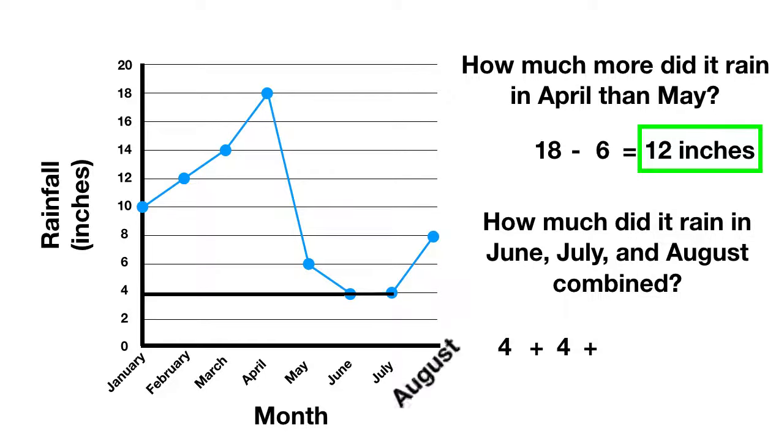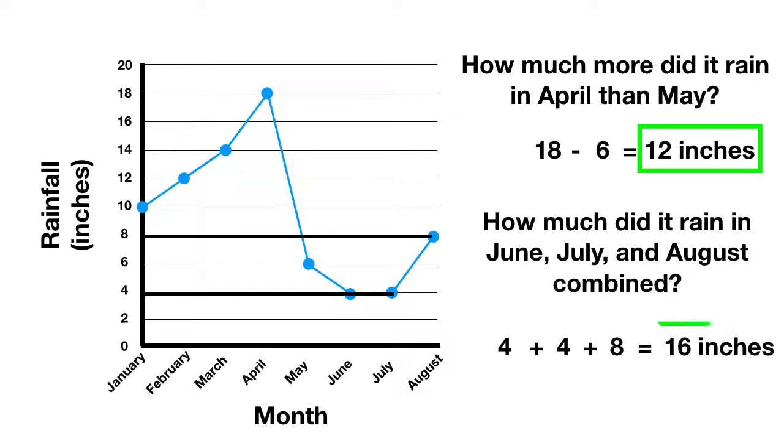Finally, we could add in August. How many inches did it rain in August? Well, August's rain is right here. On the graph, it's at 8. It rained 8 inches in August. When you add this all up, 4 plus 4 plus 8 gives you a total of 16 inches. Now it's time for you to practice reading these graphs on your own.